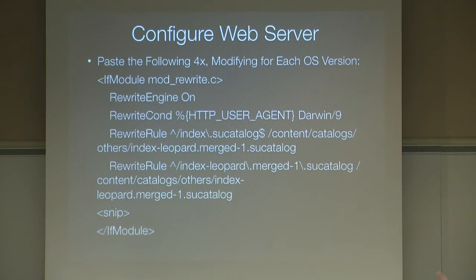So what this does, and this is actually what Apple does on the software update server, is they have a bunch of rewrite rules that will go through, and when you hit the server with the specific client, in this case Darwin 9, 9 is for Leopard, 10 is for Snow Leopard, 11 is for Lion, and I'm assuming 12 is going to be for Mountain Lion, but I don't know for sure. Basically, you set that up, and then when the client hits index.sucatalog, the server says, actually, no, you want this, and offers the URL for that operating system in place of it.